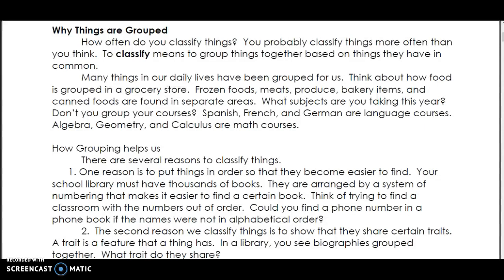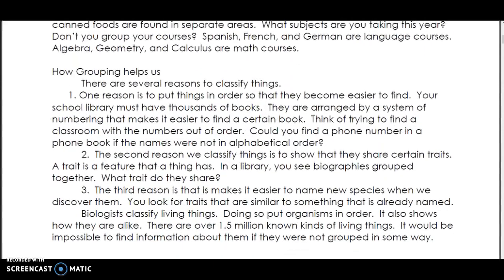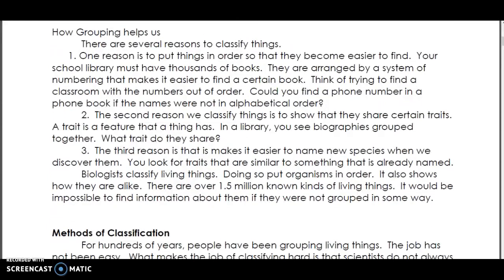How grouping helps us. There are several reasons to classify things. One reason is to put things in order so that they can become easier to find. Your school library must have thousands of books. They are arranged by a system of numbering that makes it easier to find a certain book. Think of trying to find a classroom with the numbers out of order. Could you find a phone number in a phone book if the names were not in alphabetical order?